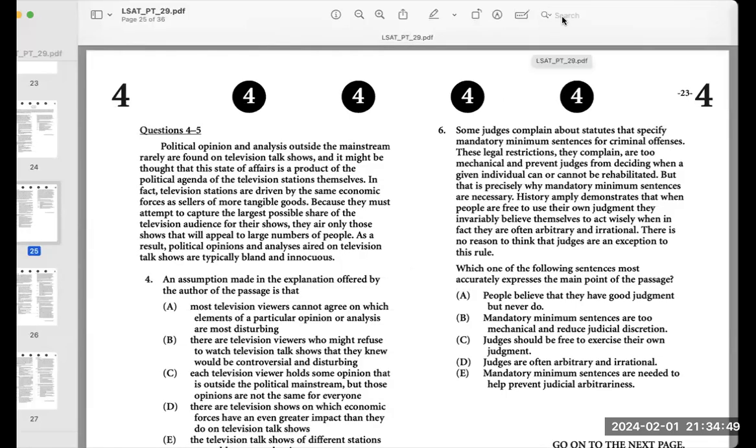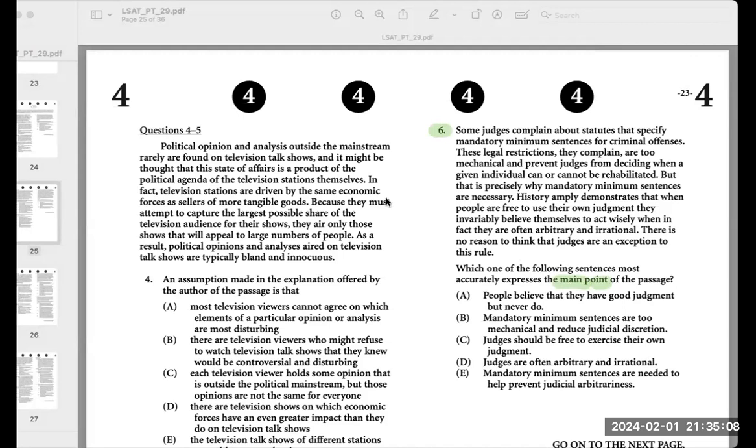Hi, so I'm just gonna take a moment to talk about this question here, question 6. We're looking for the main point. So we're identifying the conclusion for this one.